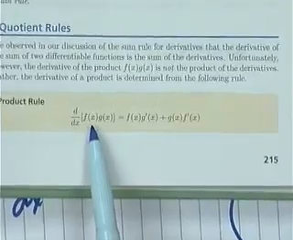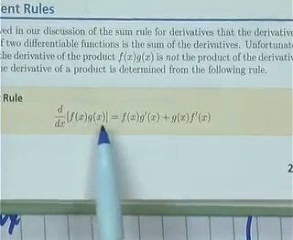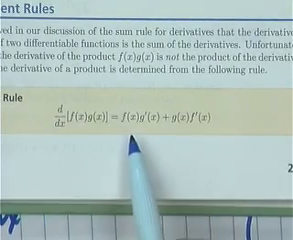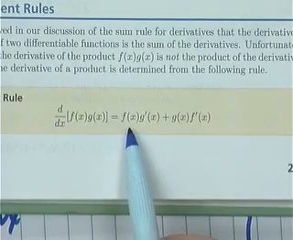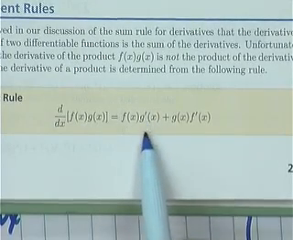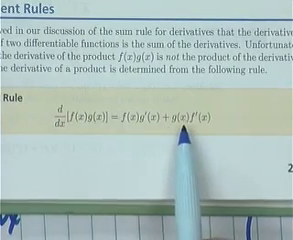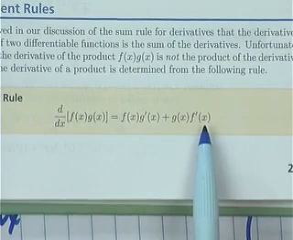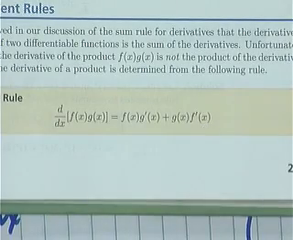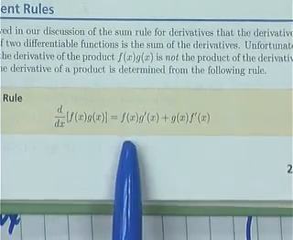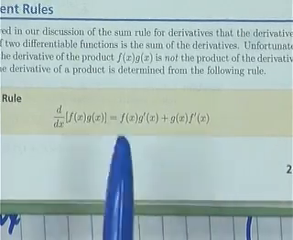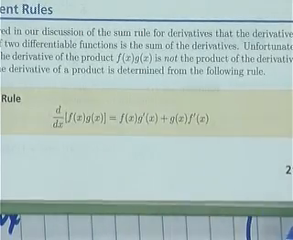It says that when I'm taking the derivative of two functions multiplied together, f of x and g of x, it's going to be equal to the first function times the derivative of the second function plus the second function times the derivative of the first function. Okay? Now, everybody has little ways they remember things. So for me, I just go first times the derivative second plus second times derivative first. First times derivative second plus second times derivative first.